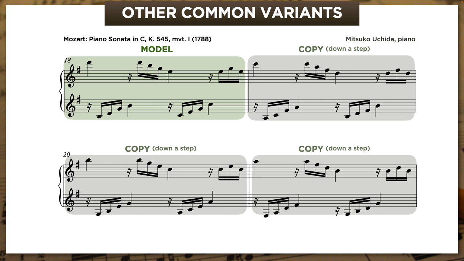Now, I'm sure you noticed that just like Schubert, Mozart has one model and three copies. And because the sequence also starts and ends on tonic, the Roman numerals should all be the same, by which I mean 1, 4, 7, 3, 6, 2, 5, 1.